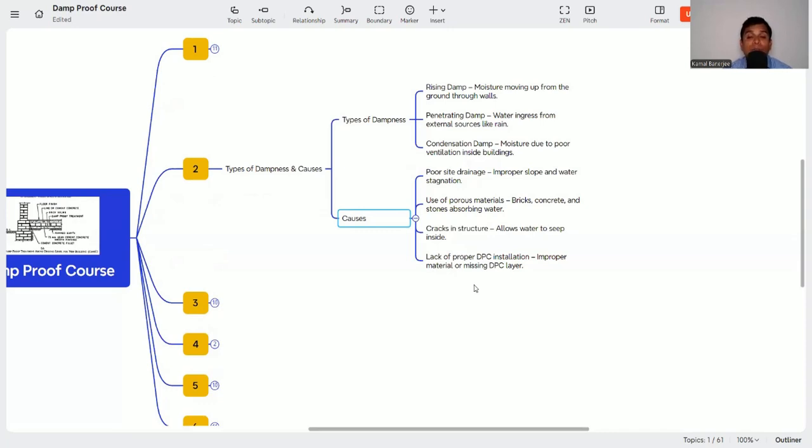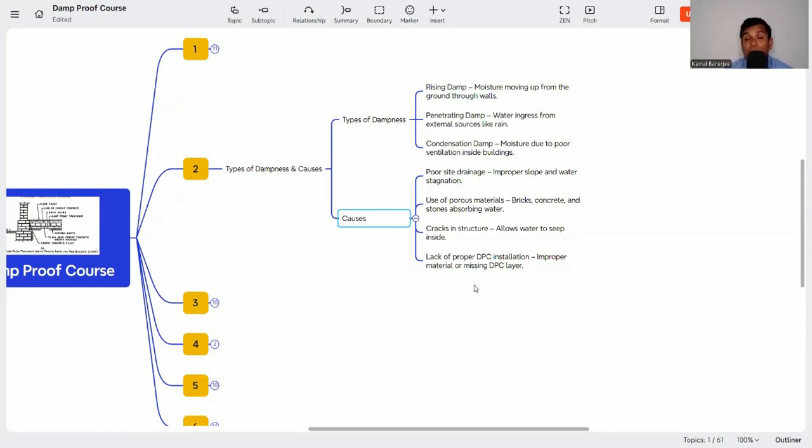Then use of porous material, bricks, concrete and stones absorbing water. That is why you need to do the treatment. Then cracks in structure. If there is a crack in the structure, what will happen? Moisture will penetrate through the crack.